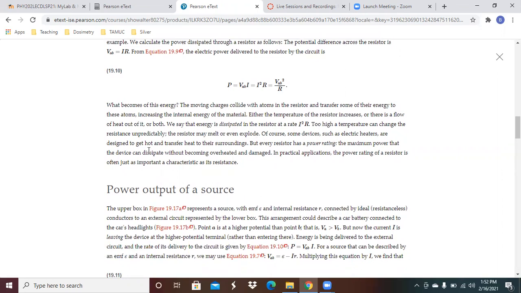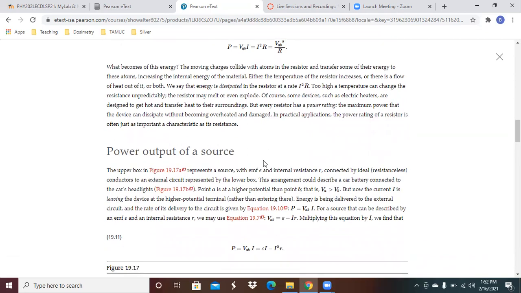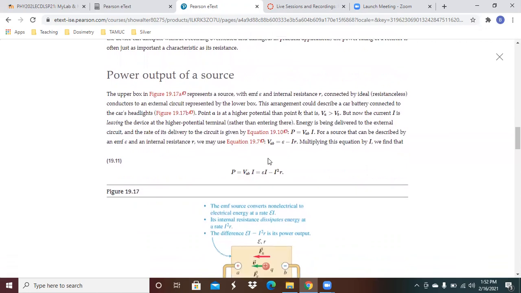If the temperature gets too high, it can change the resistance unpredictably, and you may end up with a melted or exploding resistor. You probably don't want that in most cases. Some devices, such as electric heaters, are designed to get hot and transfer heat to the surroundings. In other words, that's what you want. But every resistor has a power rating, the maximum power that the device can dissipate without becoming overheated and damaged. In practical applications, the power rating of a resistor is often just as important a characteristic as its resistance.